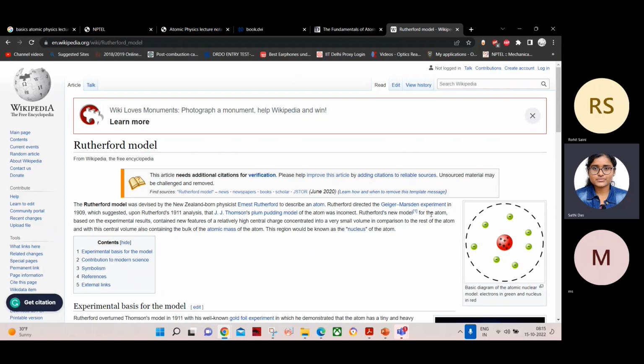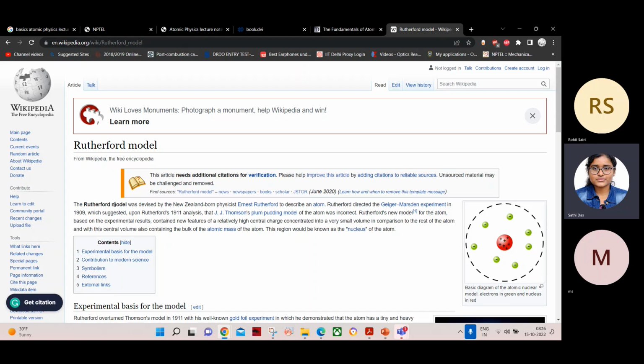The second feature of the Rutherford atomic model is that the negatively charged electrons revolve around the nucleus in well-defined orbits. So they are not randomly moving. They are moving in well-defined orbits. That is a very particular statement from Rutherford in his model, and it is physically reliable. The third feature was that the size of the nucleus is very small compared to the size of the atom, because there is void space.